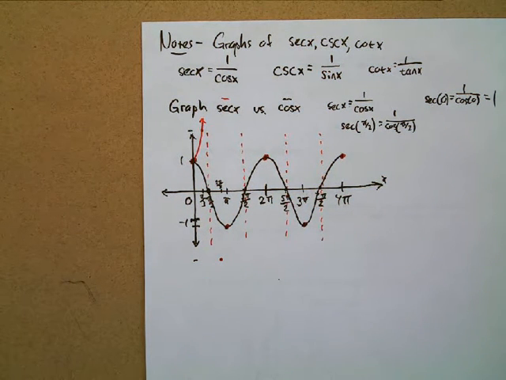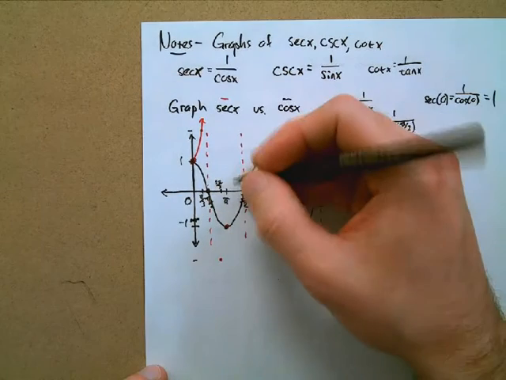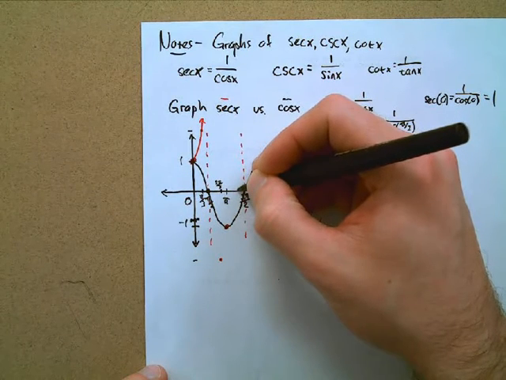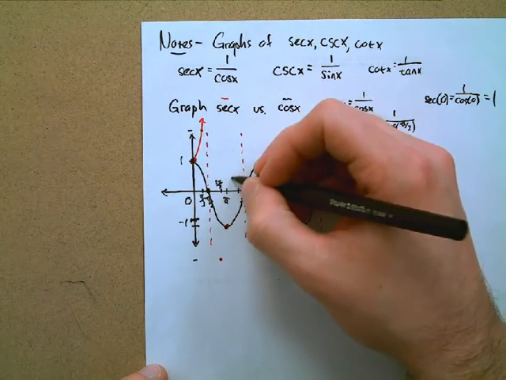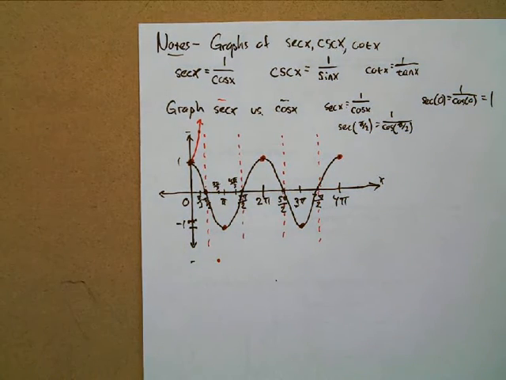But besides 2 pi over 3, we also have 4 pi over 3, which would be right here, we'll say something like that. And that would also be negative 1/2, which would also give us a negative 2, so something like down here. And so it's going to look something like that.